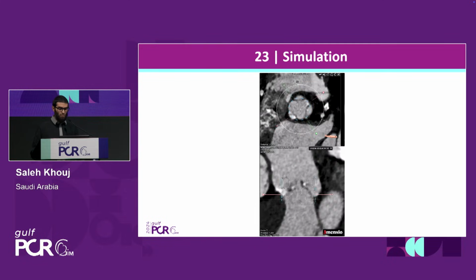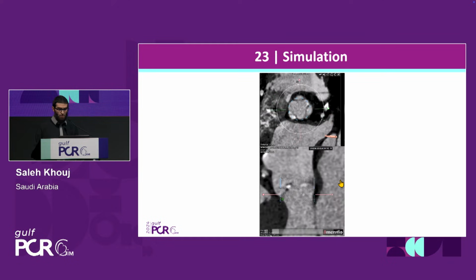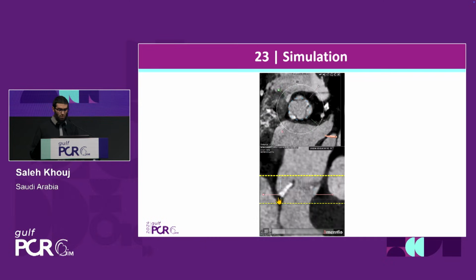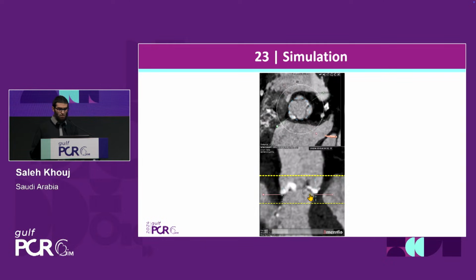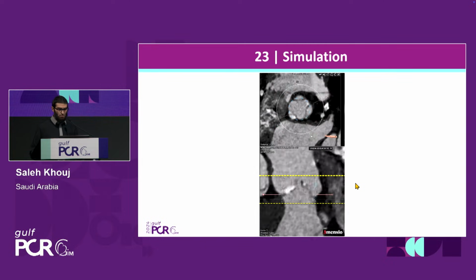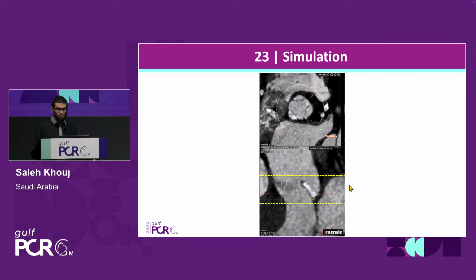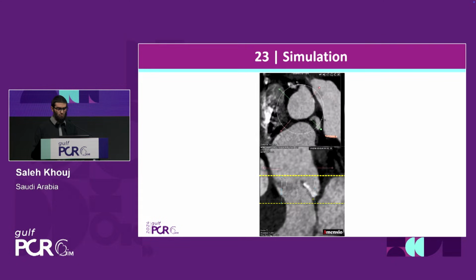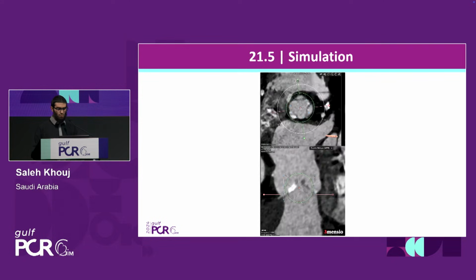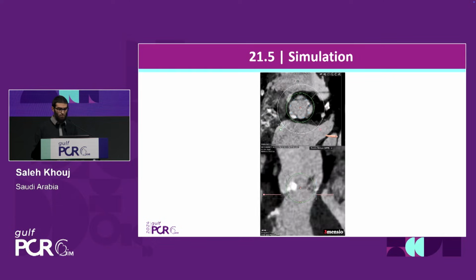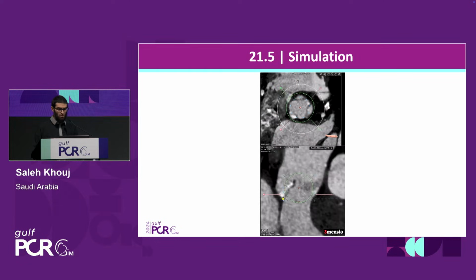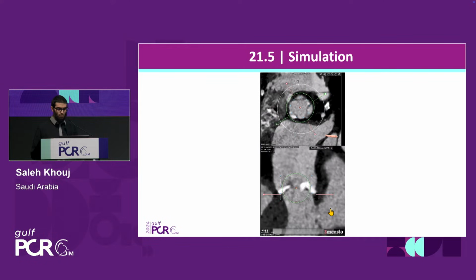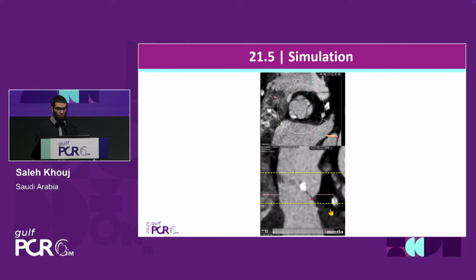This is a virtual valve showing that if we use a 23 millimeter valve, it seems to be slightly bigger than the annulus. What about the 21.5? This is just to have an estimation and an idea about the boundaries of the valve within the annulus.